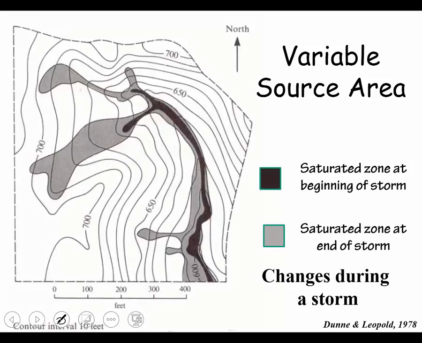And we could also do it beginning in a storm and at the end. Remember that rise in the water table? Well, here it is at the beginning of the storm and at the end of the storm. So we can have seasonal variations in the water level and storm variations in the water level.